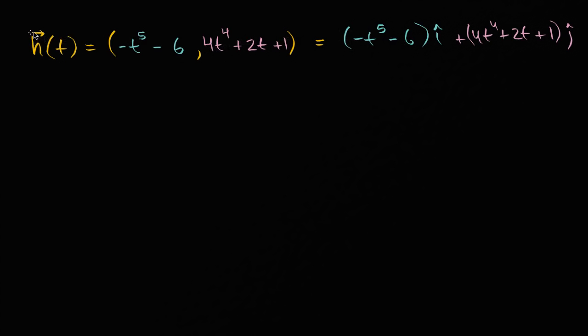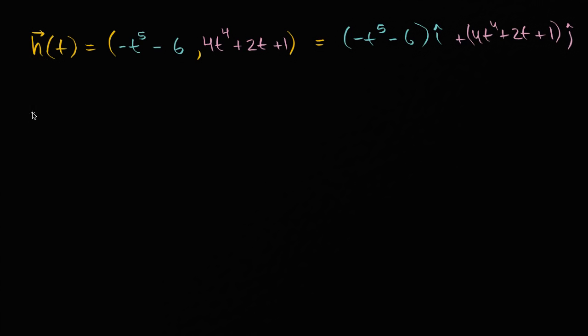And sometimes you'll see vector valued functions with an arrow on top to make it explicit that this is a vector valued function. Sometimes you'll just hear people say, well, let h be a vector valued function, and they might not write that arrow on top. So now that we have that out of the way, what we're interested in is, let's find the first and second derivatives of h with respect to t.